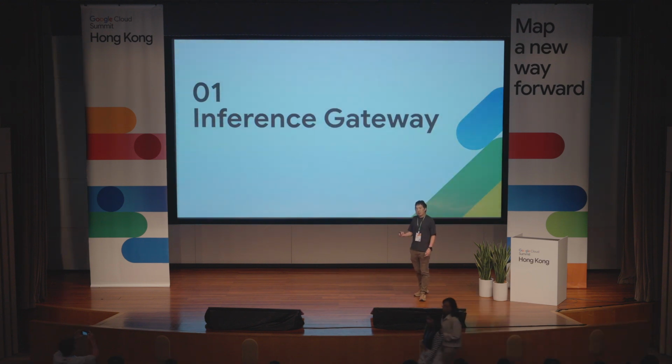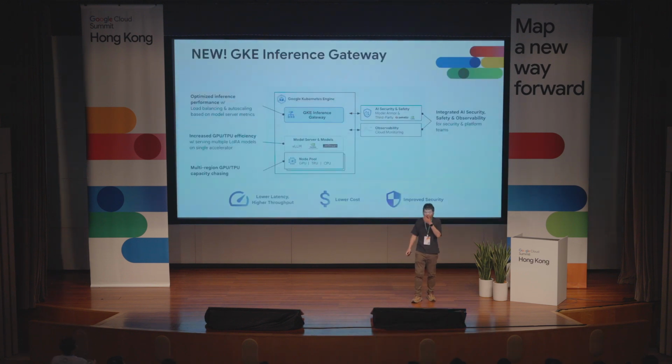So let's get into the 6 key advancements I want to cover today. First of all, inference gateway. This is a new feature that we announced very recently. First of all, traditional load balancing algorithms are not suitable for AI inferencing. AI-optimized load balancing can drive 60% lower latency and 40% higher throughput. And also, you can serve dynamic LoRA models on a single accelerator, so that reduces the number of TPUs or GPUs required, and that could save up to 30%.